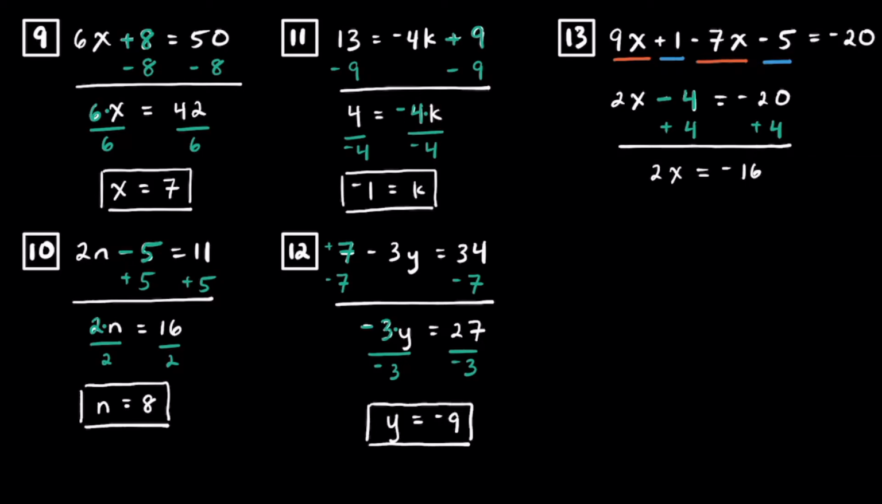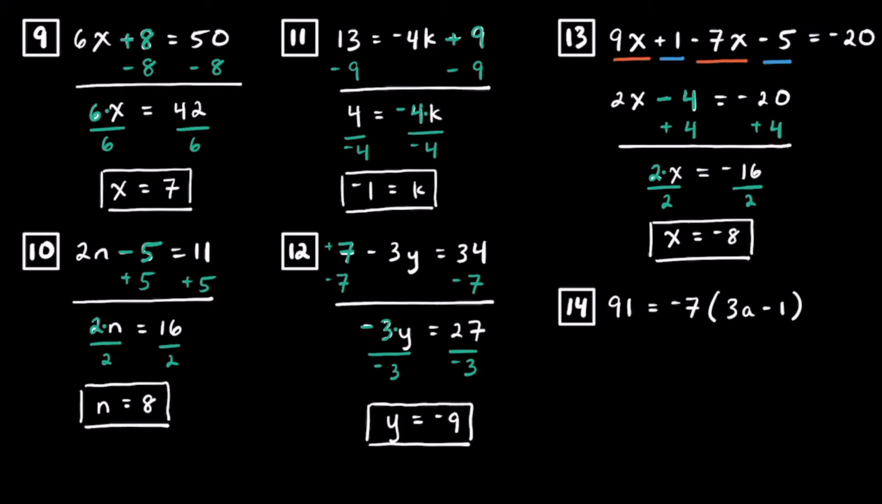So we want a coefficient for this x to be 1, so we have to get rid of this 2. And so to do that, we're going to divide by 2, since 2 divided by 2 is going to equal 1, or 1x. So we have x is equal to, and on the right side, negative 16 divided by 2 is equal to negative 8. That would be the solution for this equation.